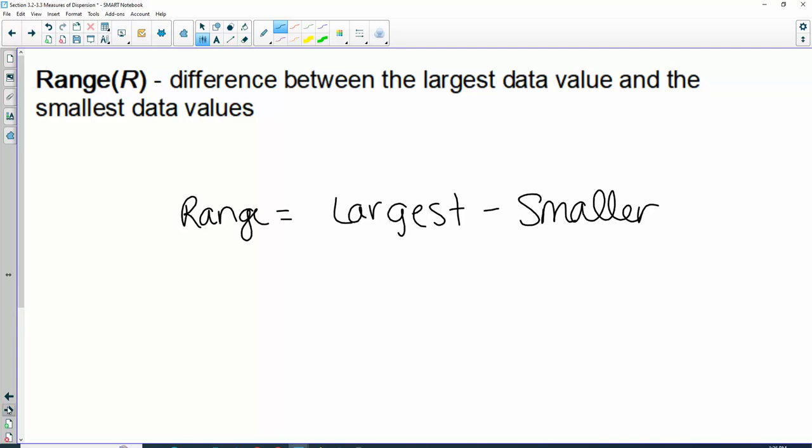Ask you to find your range. Your highest minus your lowest. Kind of an idea of how spread out it is.